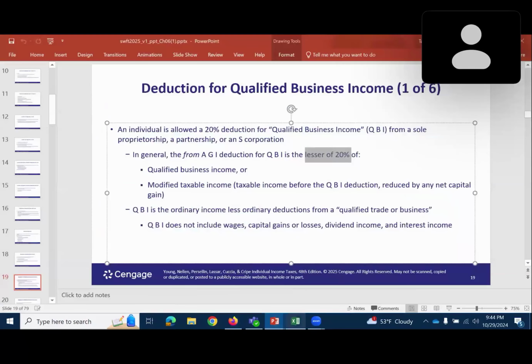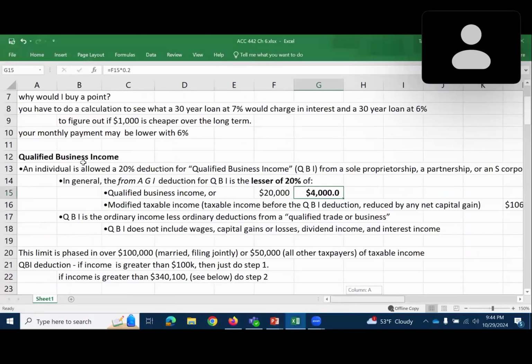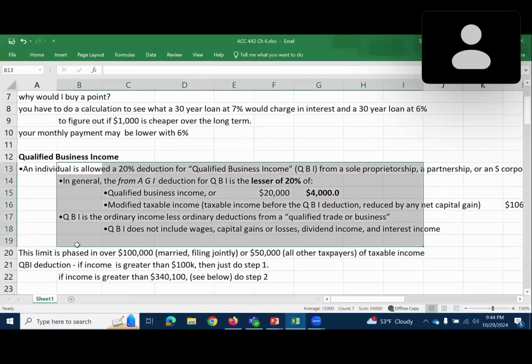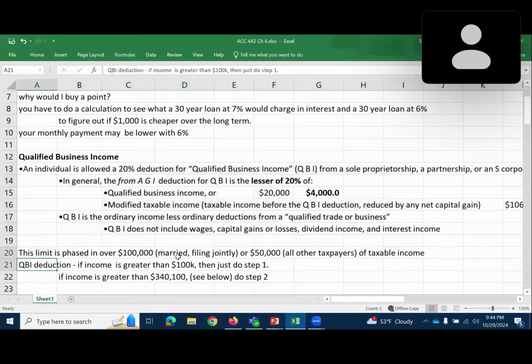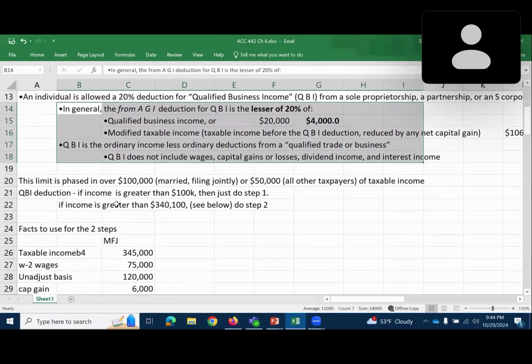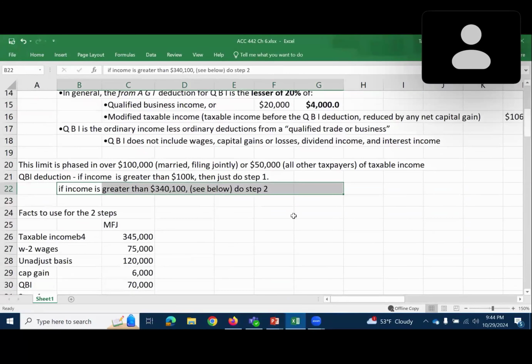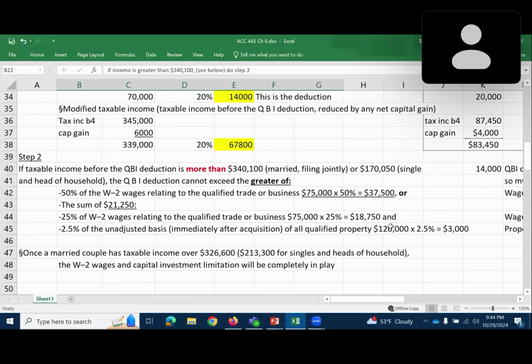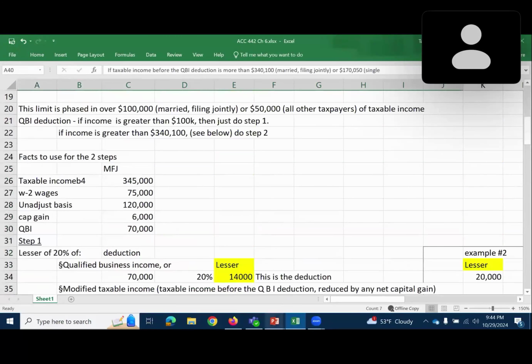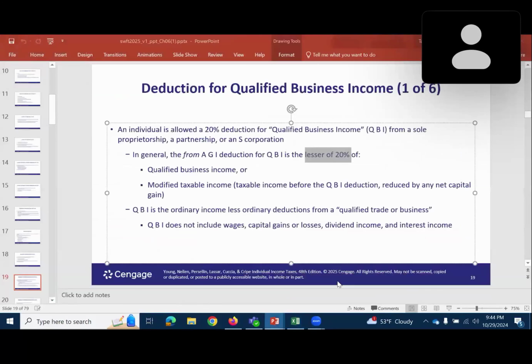However, this is step one. This amount is phased in over $100,000. If your income is greater than $100,000, you just do step one. If your income is greater than 340, you have to do step two, which is down below, which we're going to get to in a second. But I want to go back to the slides.